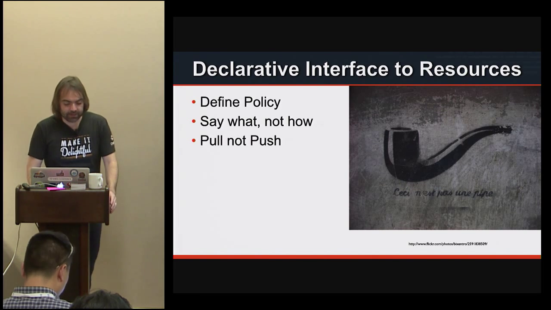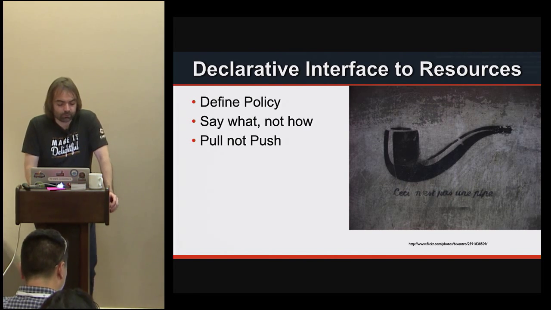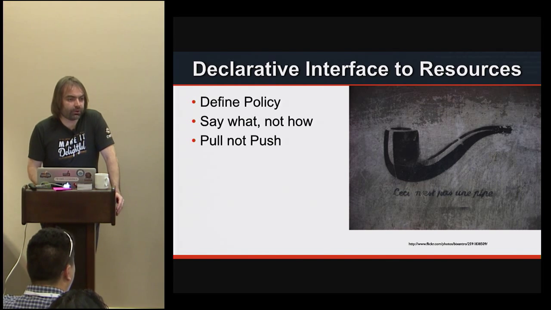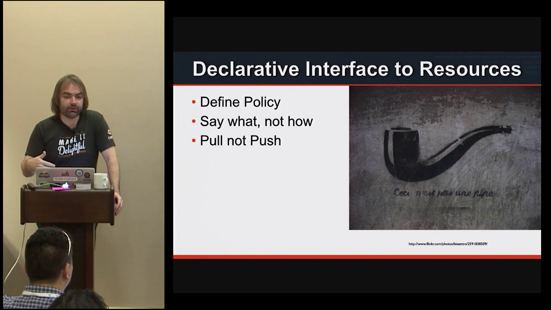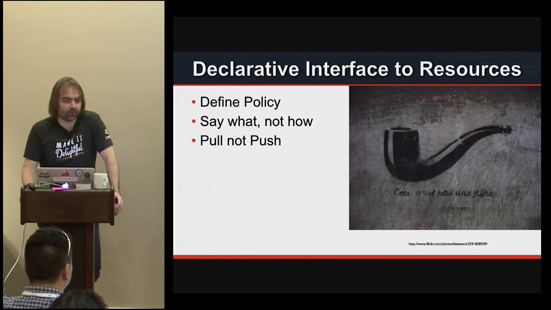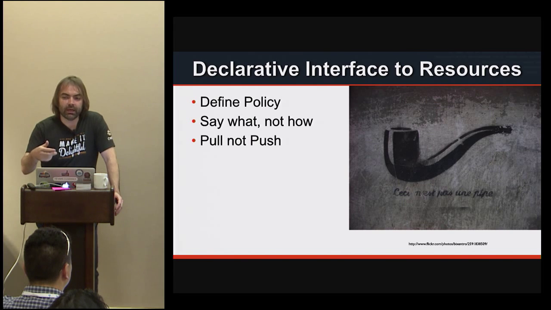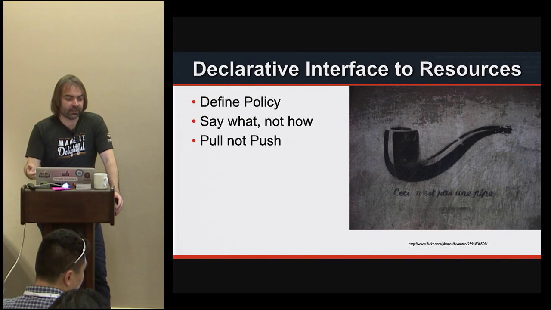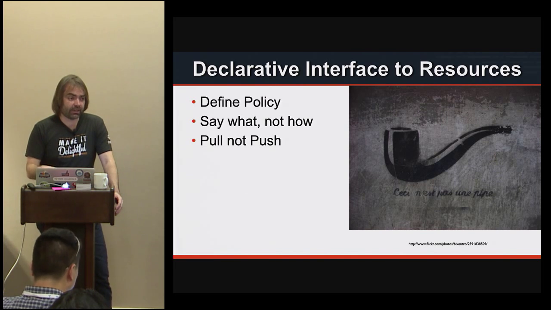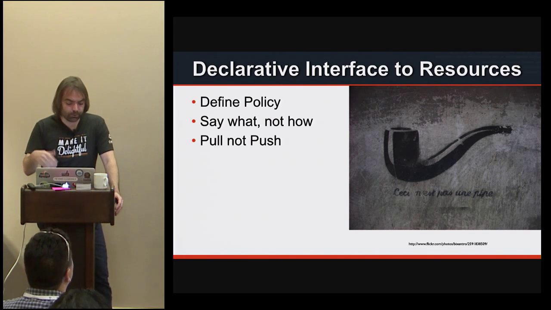So our interface, really what we do is we define the policy. So you're basically saying what you want to do, not necessarily how we're going to do it. And then the other model that makes us a little bit different is that we're a pull-based model. So the daemon sits there and periodically wakes up and will pull down the policy. There are a couple different ways that you can actually instantiate that daemon to wake up and do a check-in and pull down the policy if you want something to happen right away.